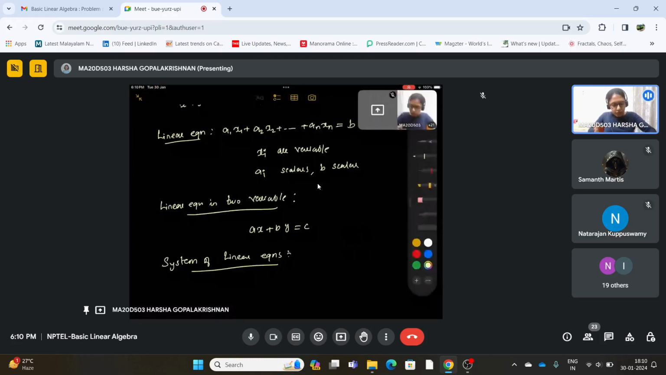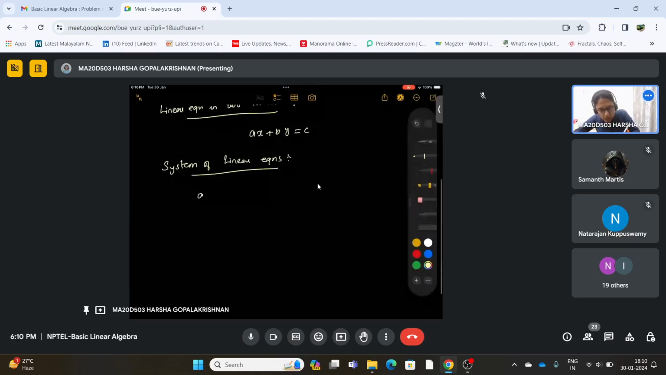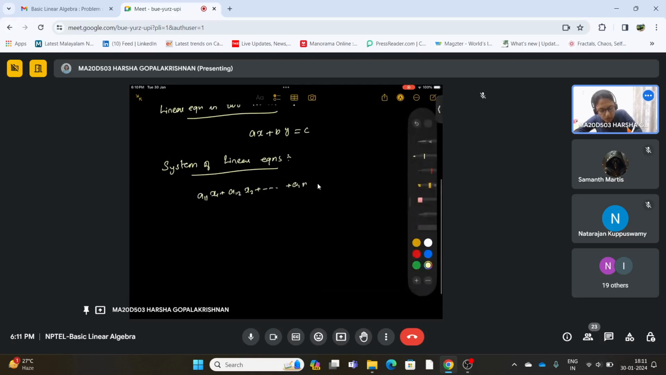Okay. So what does a system of linear equations mean? We will write it in a formal way. So we have m equations and n unknowns. The first one is a11 x1 plus etc. plus a1n xn equal to b1.